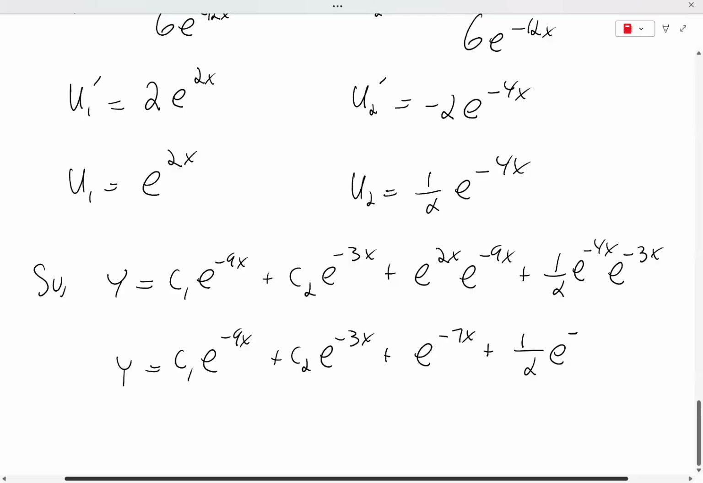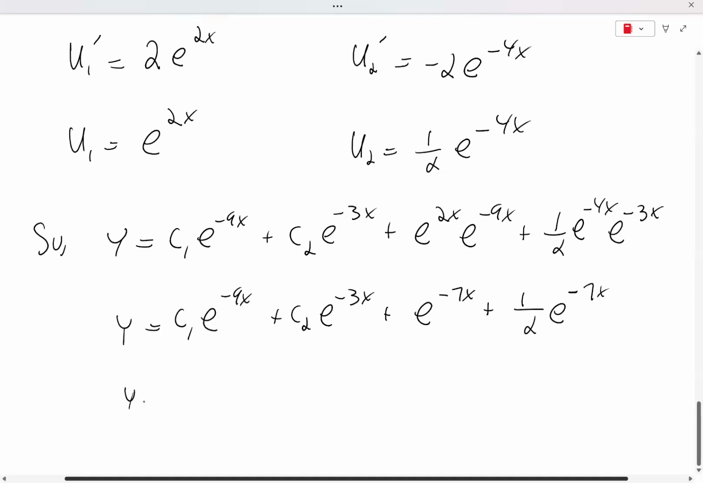Okay, that seems better. Then we get both negative 7x's there, and then you can actually put those together. So y equals c1 e to the negative 9x plus c2 e to the negative 3x plus, and then that'd be 3 halves e to the negative 7x.